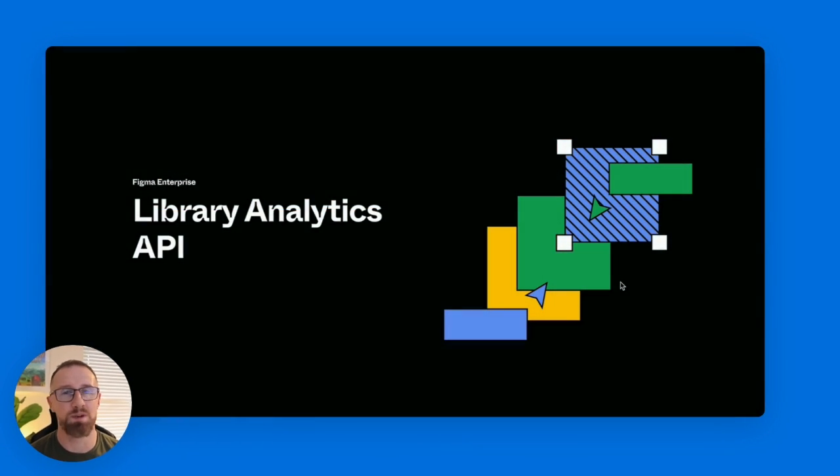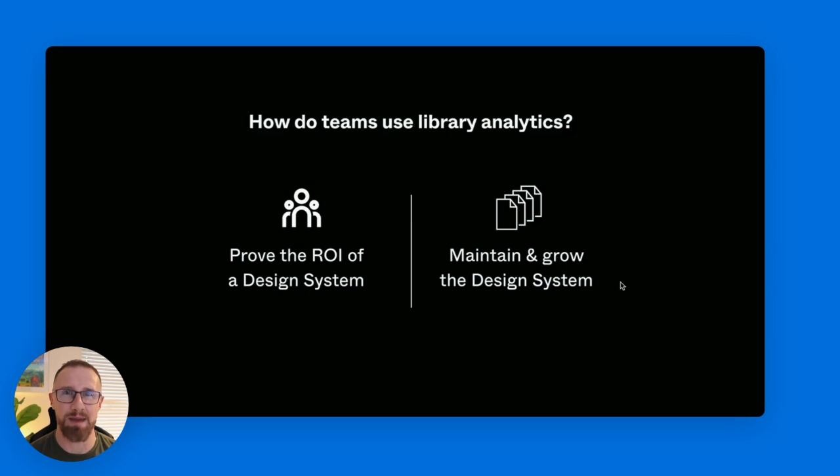And today I want to talk a little bit about design system analytics, and more specifically, the new Library Analytics API. We'll see what it is, how to get started with it, and most importantly, the kind of things you can do with it. Now our customers use library analytics for many things, primarily helping to define the ROI of a design system, as well as using data to maintain and grow a design system across their organization.